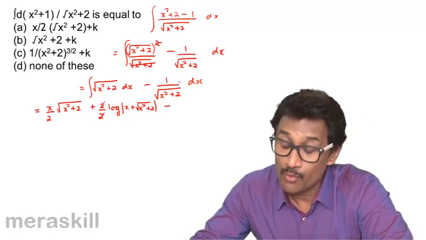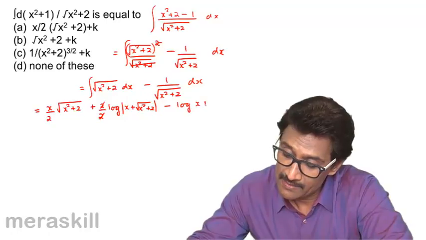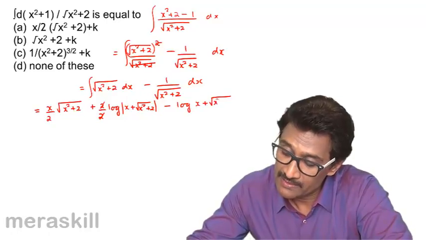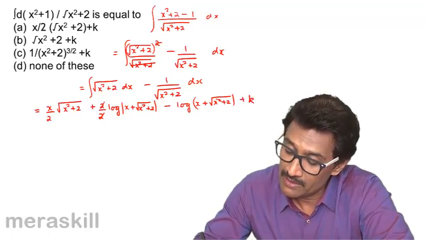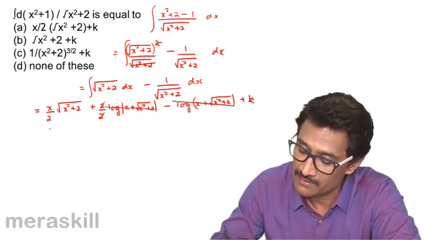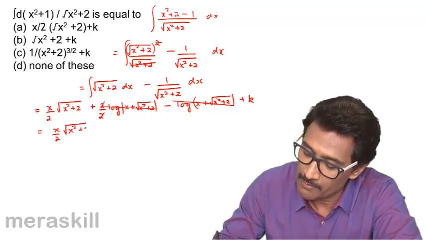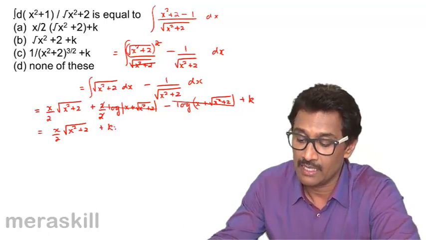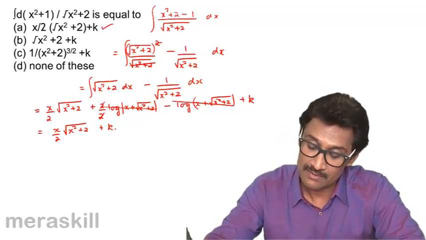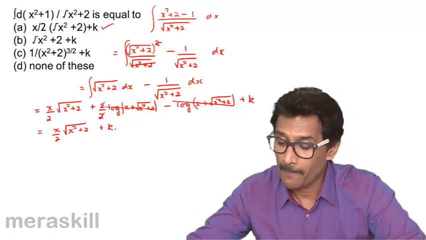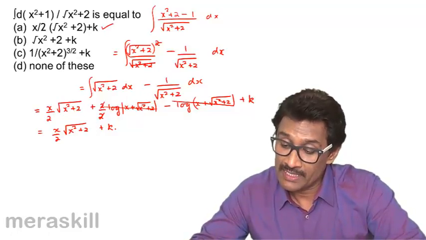Then minus 1 upon root x square plus a square, which is going to be log x plus root x square plus 2 plus k. Now ultimately this and this get cancelled, so it's just x by 2 into root x square plus 2 plus k. So it's x by 2 into root x square plus 2 plus k, that is option number A. Okay, fine. So we should have our option right as A.